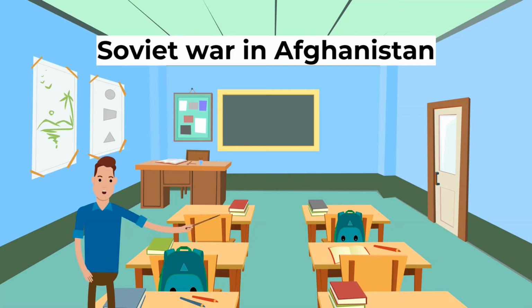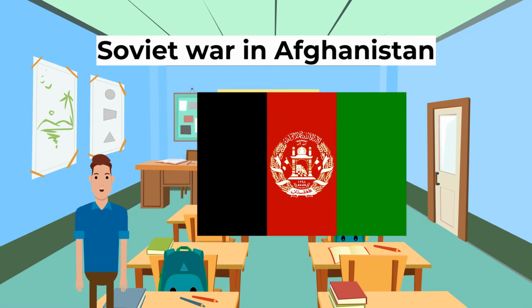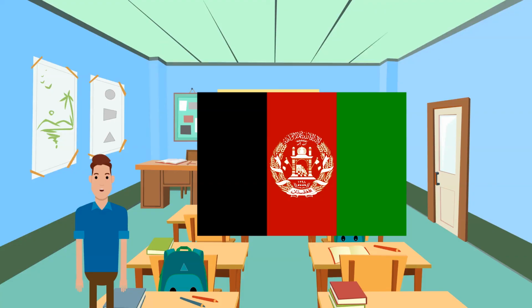Secondly, the Soviet war in Afghanistan. In 1979, the Soviet army invaded Afghanistan in a war that became known as their Vietnam. The pro-Soviet Afghan government was unpopular with the Muslim population, as many of their laws and rules stopped people following their religious beliefs.